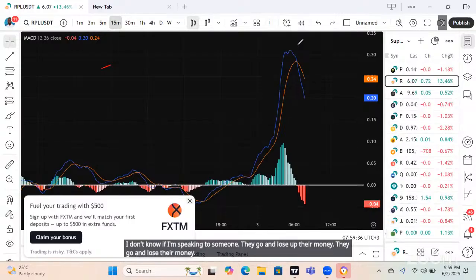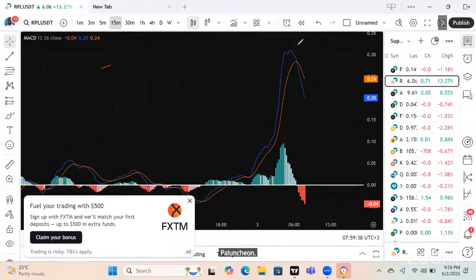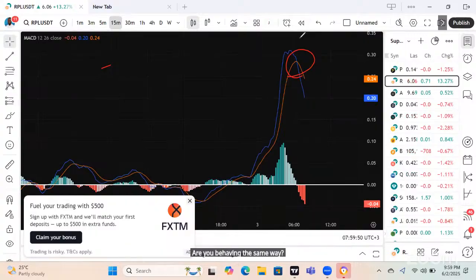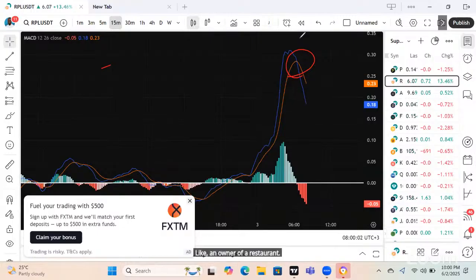But look here, you are bringing your money in trading when the death cross happens. Are you behaving the same way, like an owner of a restaurant? Just that some of you have a wrong mindset about the word futures. And unless you lose it, you may suffer with being broke.